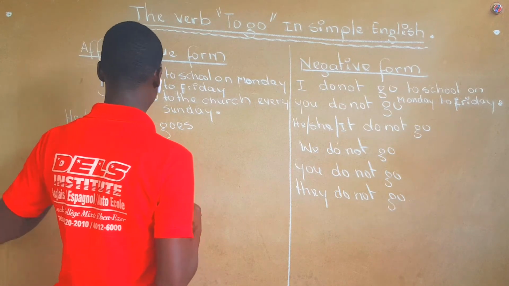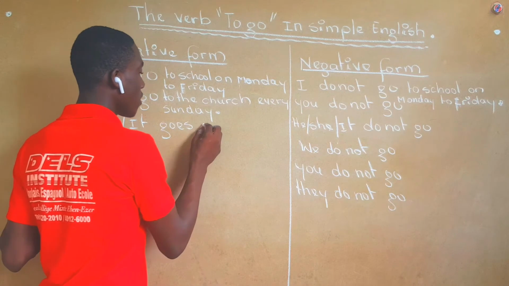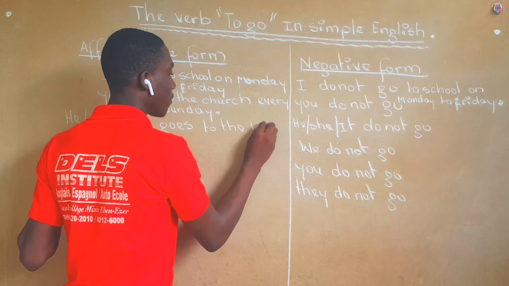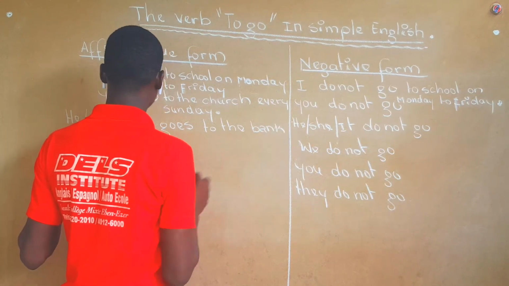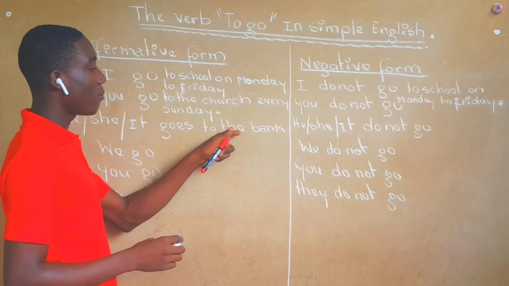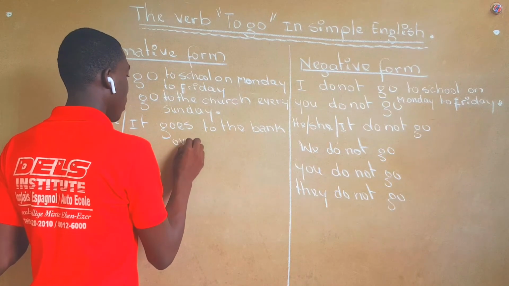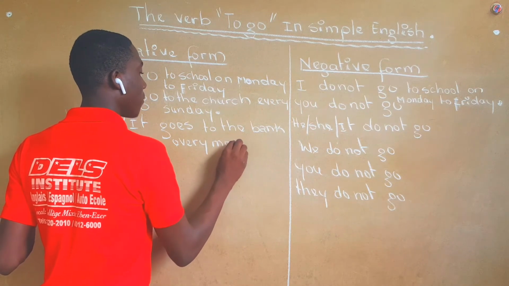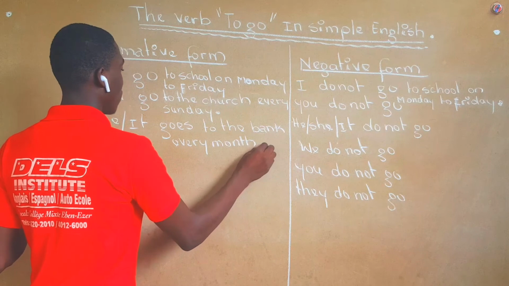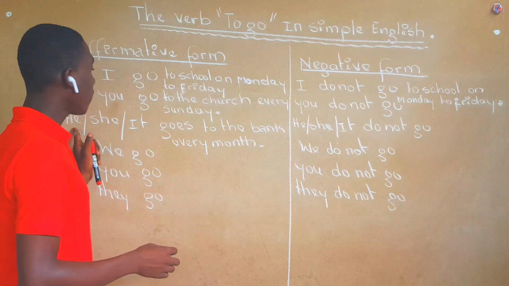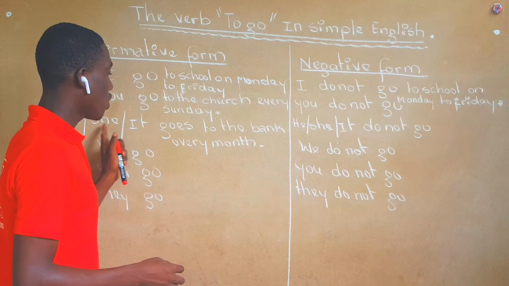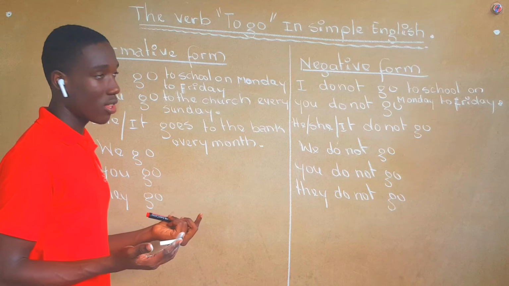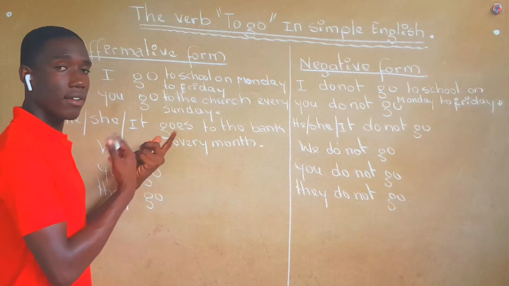After for he, she, and it, you can say she goes to the bank every month. Li aller en banque chaque mois. For he, you talk about a man, un garçon, ou she, c'est une fille. She goes to the bank every month. Ok? Ça c'est pour forme affirmative.